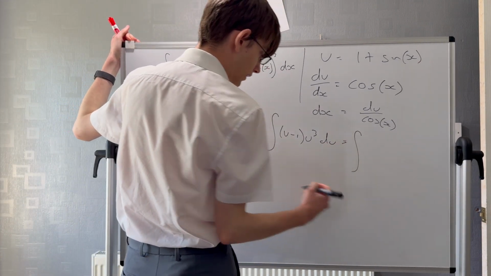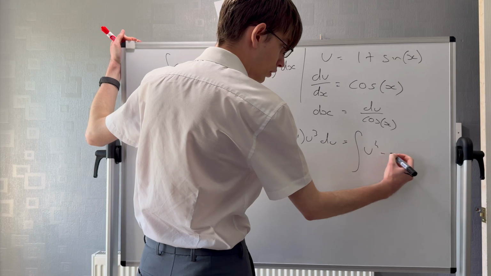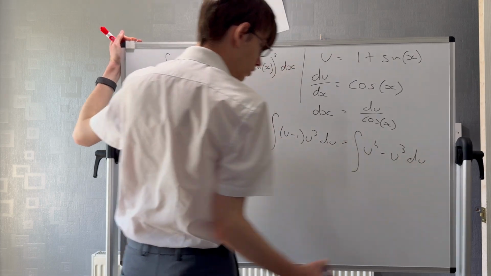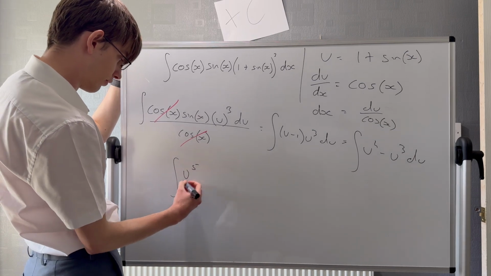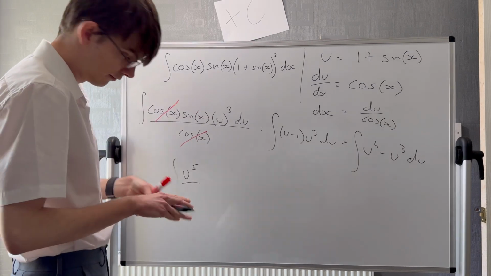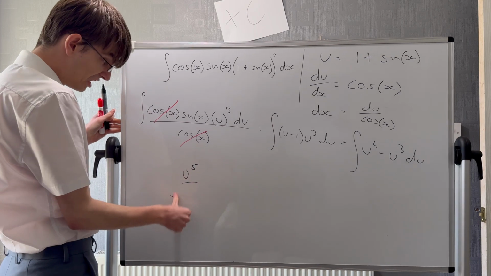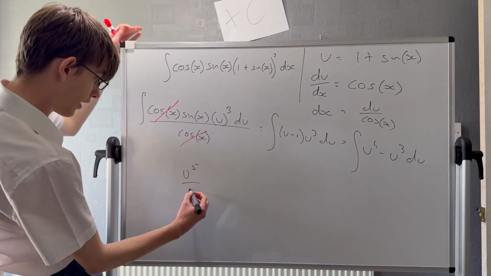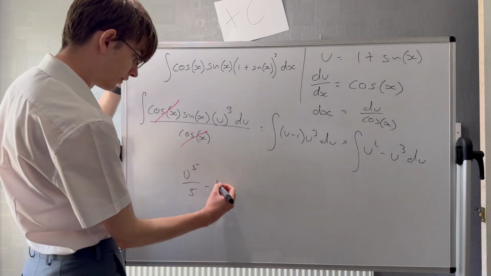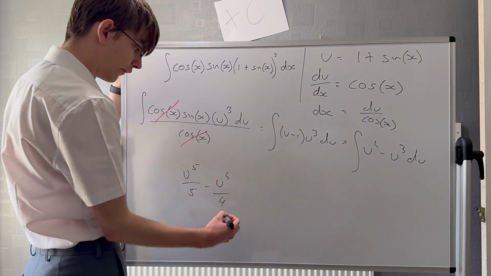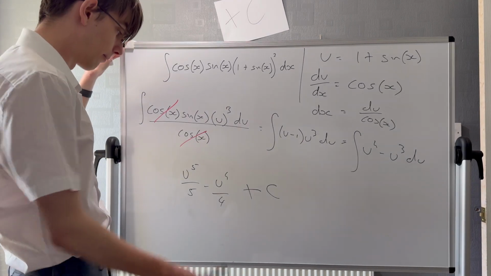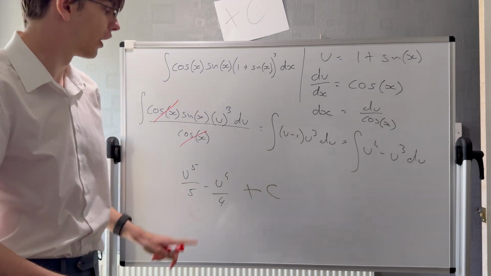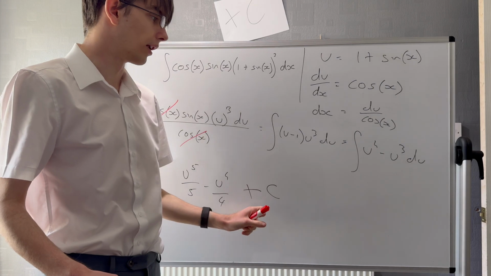Expand that bracket, and I get u to the 4 minus u cubed du. We can all solve that in our heads. That is going to be u to the 5. Don't want the integral sign there. Oops. Solve it in your head, it's easy. There we go. U to the 5 over 5 minus u to the 4 over 4 plus c. Never forget the plus c. Never have, never will. Always remember the plus c. U to the 5 over 5 minus u to the 4 over 4 plus c.